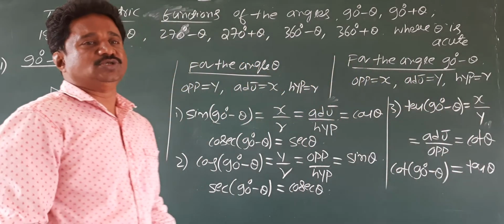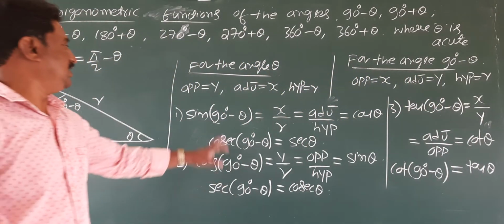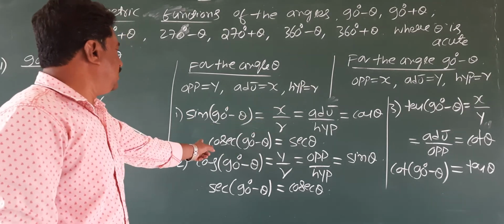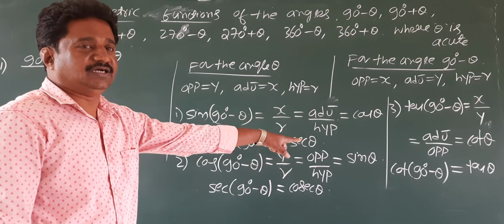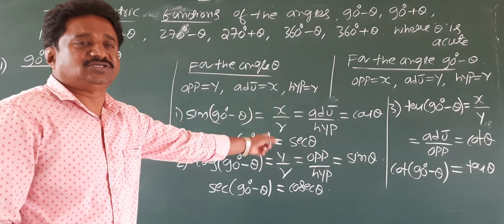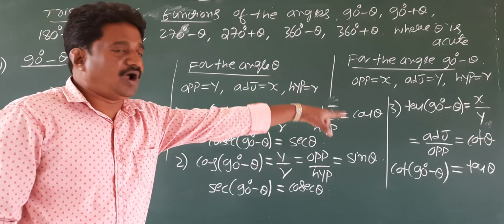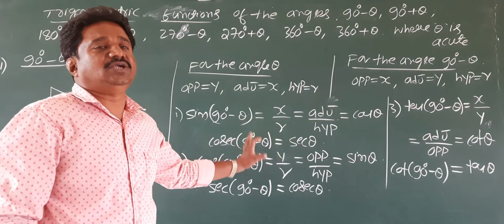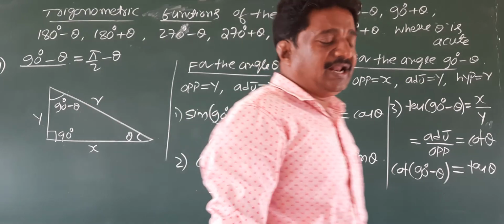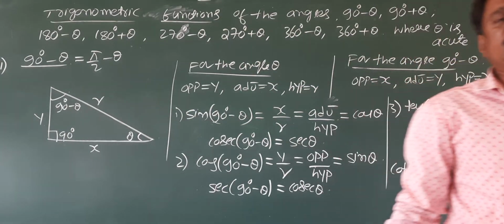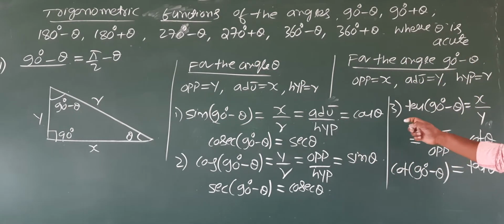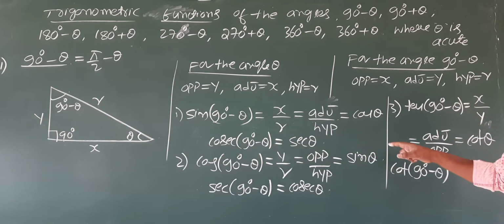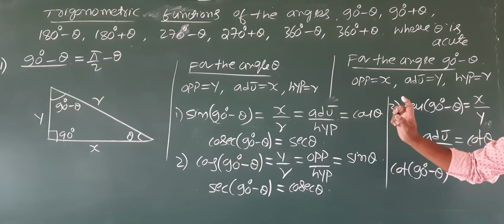I hope you understood, students. So what is sin 90 minus theta? Cos theta. Cos 90 minus theta is sin theta. For the angle 90 minus theta, sin becomes cos, cos becomes sin, tan becomes cot, cot becomes tan, secant to cosec, cosec to secant.